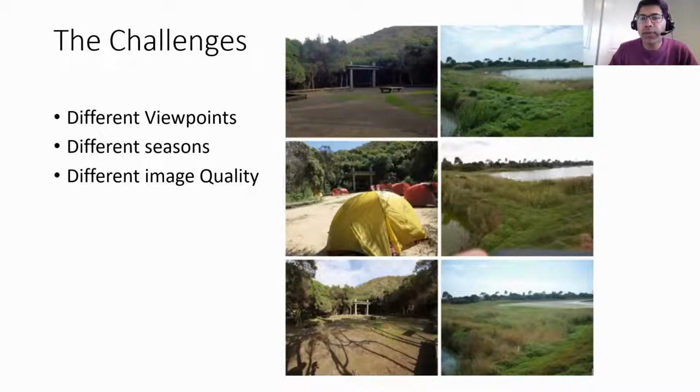So we have different viewpoints. Here the viewpoints are very similar, but most of the images have quite diverse viewpoint variation. Seasonal effects are there, like the vegetation is not always green and may have different colors. It also has different image quality, because different cameras have different quality and resolution.